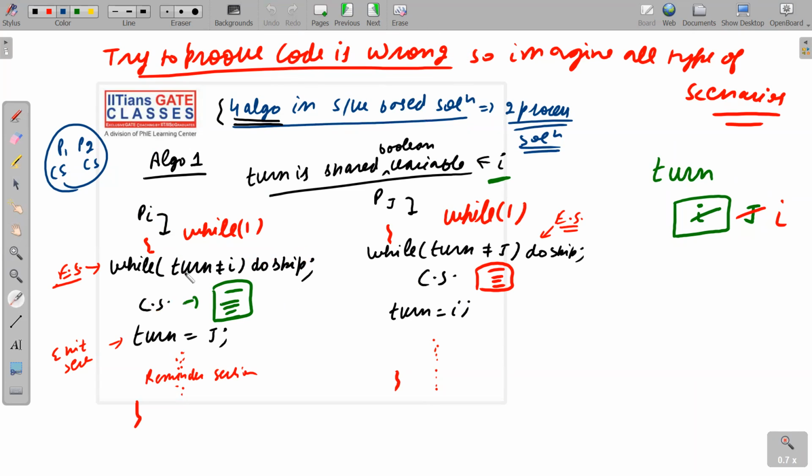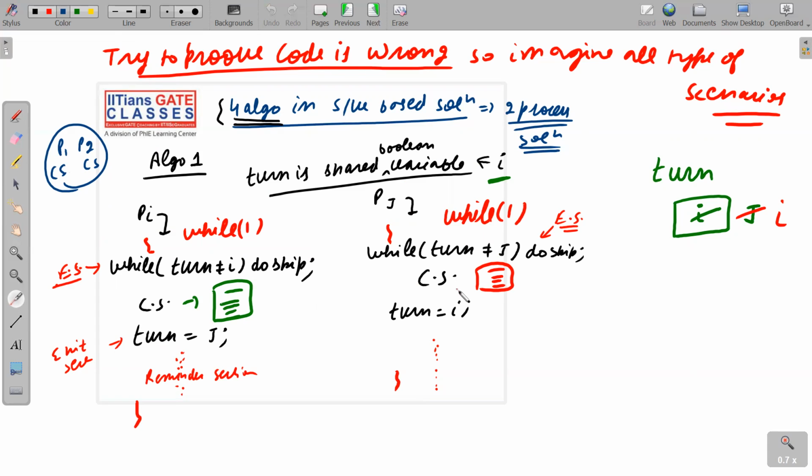How will I prove it? I will say like this. Pi is in CS, so for example, turn was i. Now when Pi comes out of CS, it is saying to Pj that the turn is yours, so you should enter the CS. Now, what if Pj does not want to enter the CS? If Pj does not want to enter the CS and Pi is still saying to Pj that you should enter the CS, that means the decision about who will enter the critical section next is not made by considering only those processes who want to enter their CS.